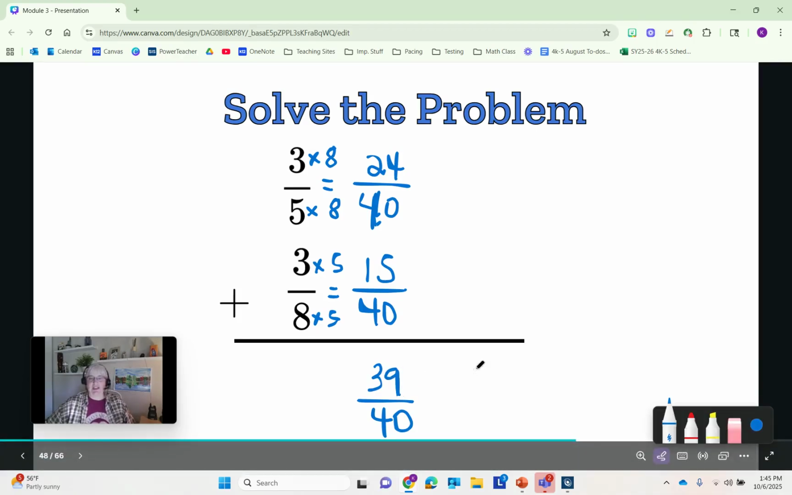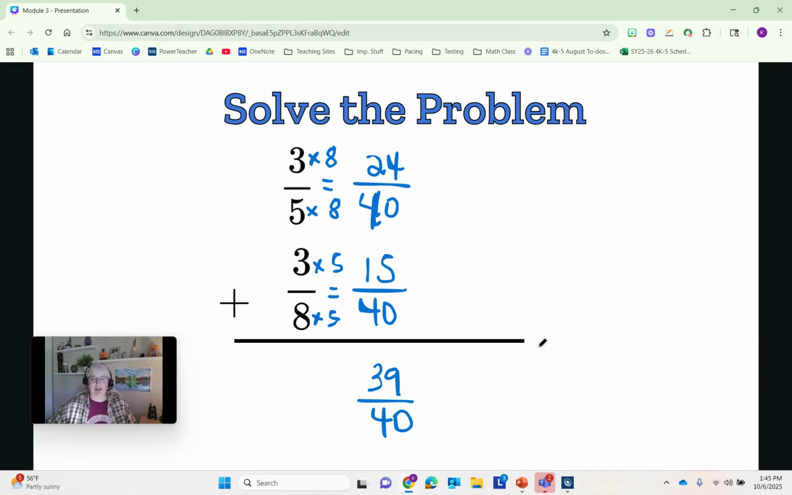This fraction cannot be written in simpler terms. The answer is 39/40. I hope this has helped you as you work through fractions.